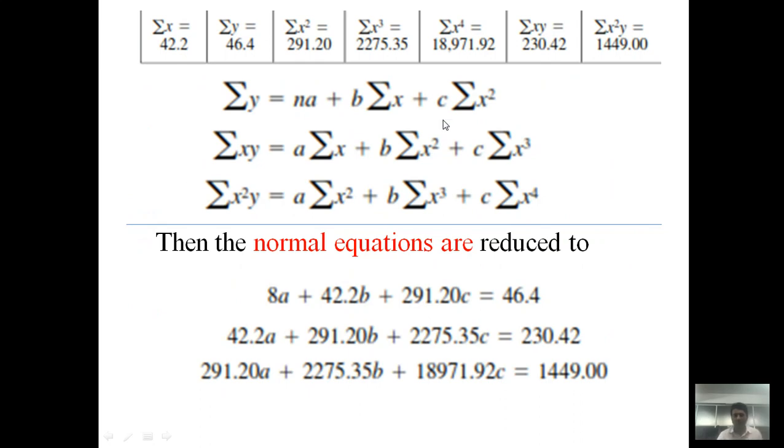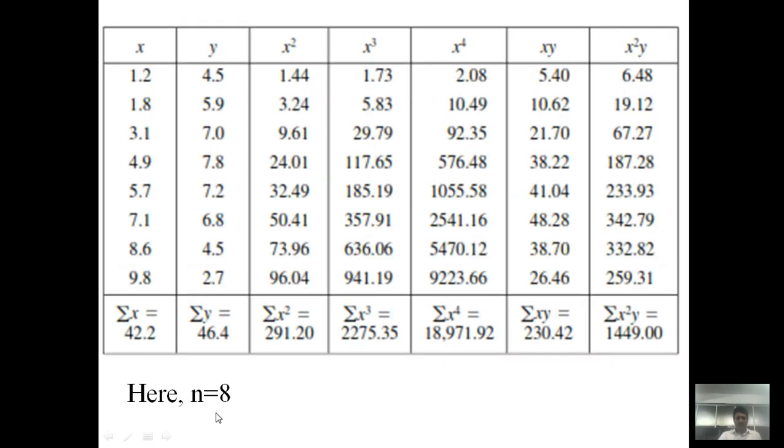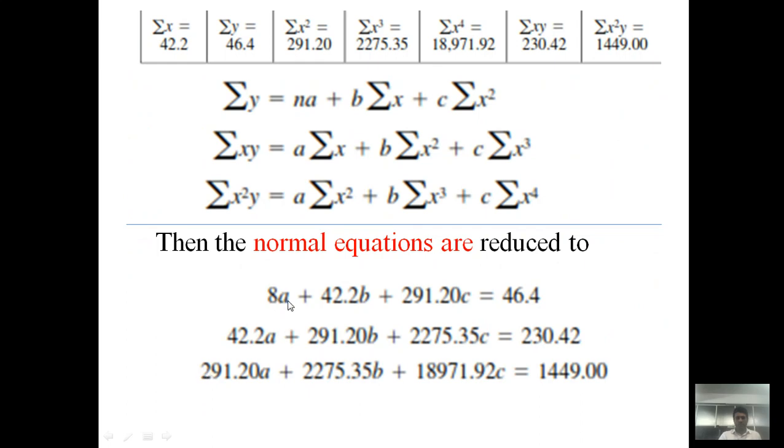So again, we carry forward all the normal equations, just for convenience. Then these normal equations reduce to: the first one is sum of y, that is 46.4. Here the value of n is 8, that is 8 into a. B is unknown, which we have to determine, so b is as it is, times sum of x, that is 42.2. C is also unknown, so it is as it is, times sum of x square, that is 291.20. So we get the first normal equation.